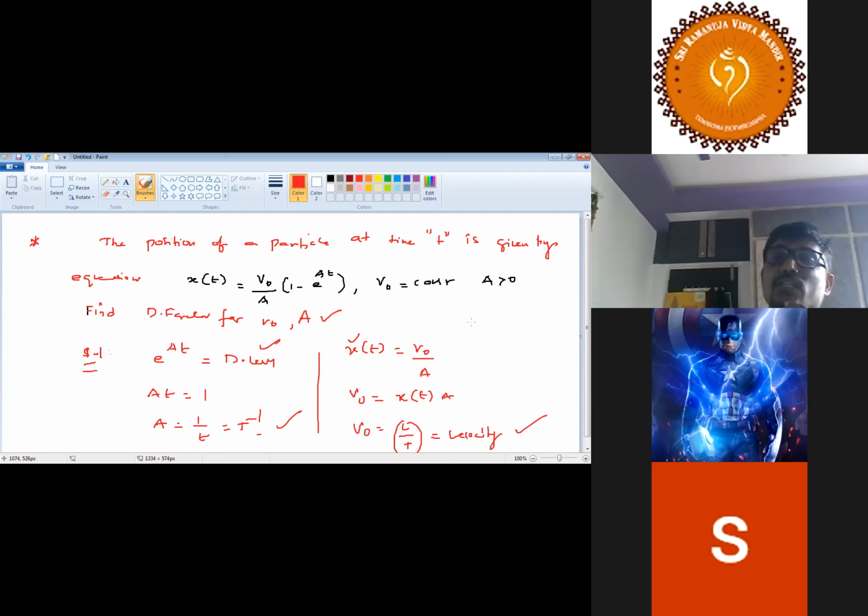So the answer for A is m0, L0, t power minus 1. For V0, the answer is m0, L, t power minus 1. Guys, hope you understood this. Hope you understood this model.